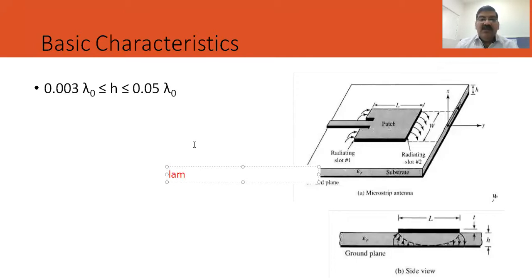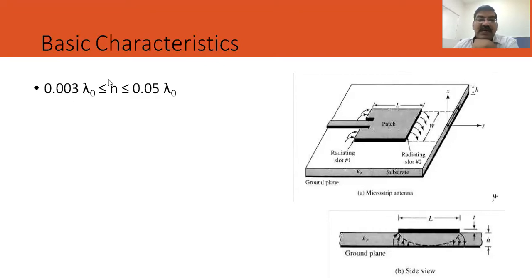Frequency by speed of light. Yes, c by f. Lambda equals c by f. Correct. So as you have higher frequency, lambda is very narrow, inversely related. C equals 3 into 10 to the power 8 meters per second.